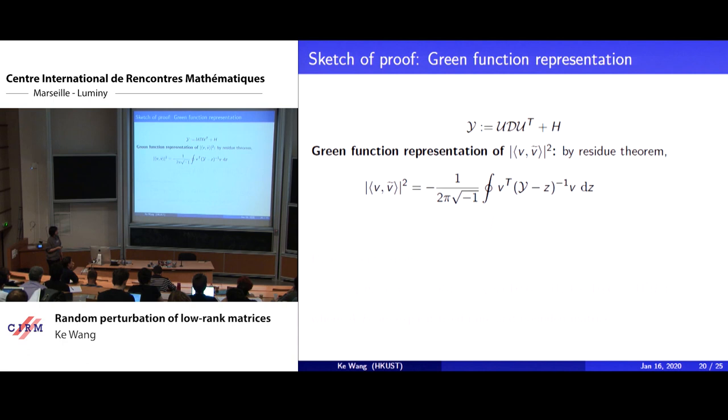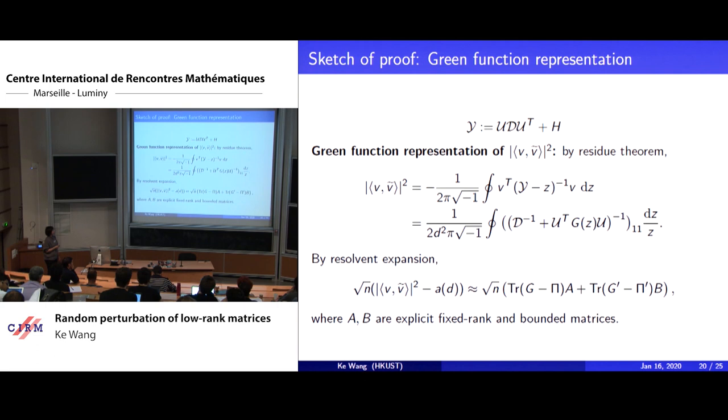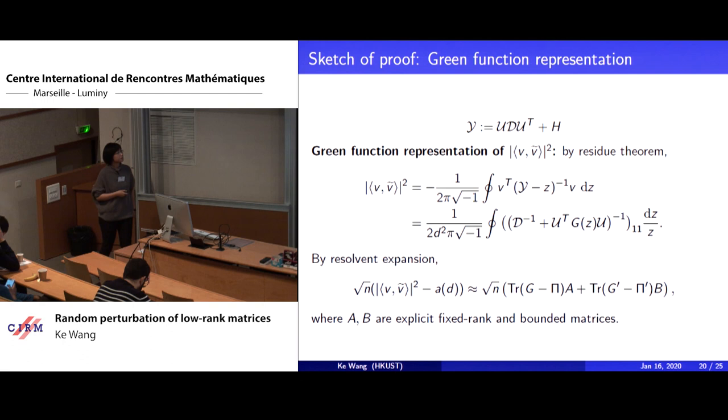And from this identity, with a little bit of linear algebra trick, you can put this perturbation in here and extract out H minus z inverse, the Green function of the noise matrix. Then you are able to express the quantity in terms of an integral of the Green function of this noise matrix. From this step, you do some resolvent expansion to expand out the Green function of H. Then we use the approximation of G with the deterministic matrix pi by replacing G with pi. Then you are able to extract the first order term, and also the lower order terms.